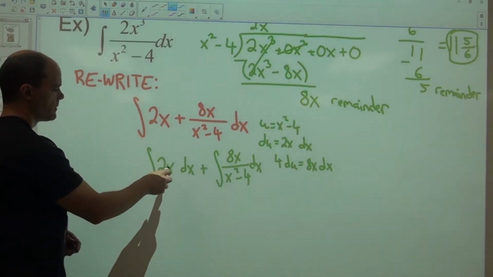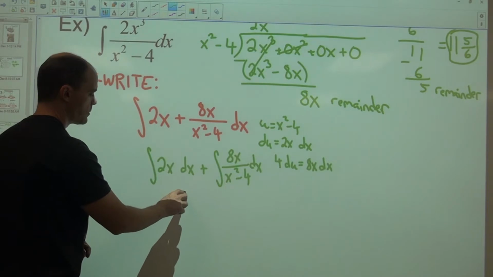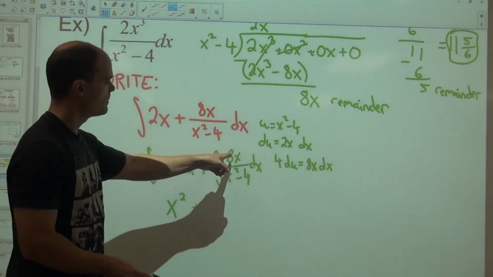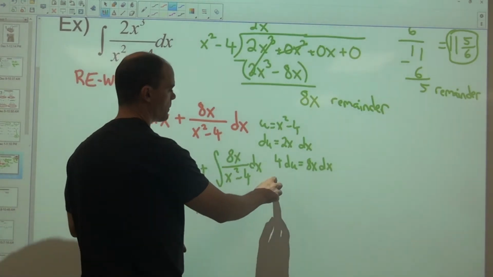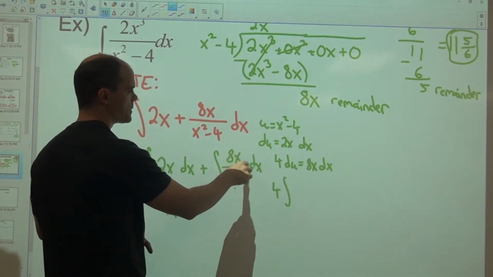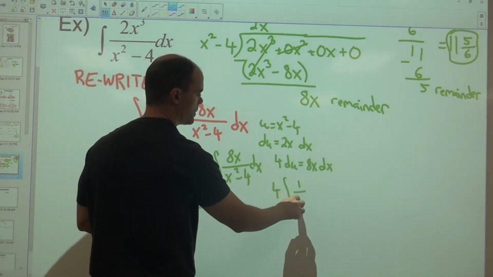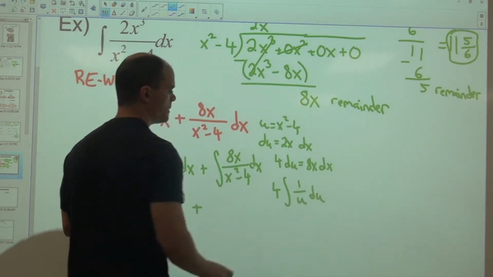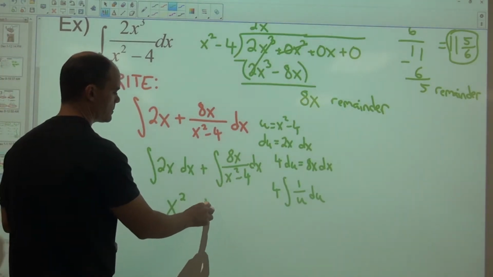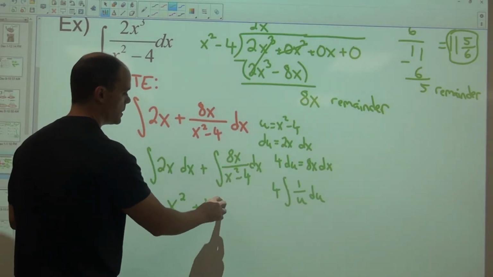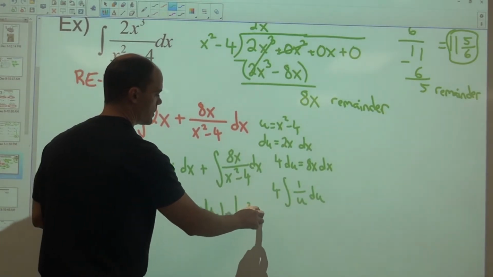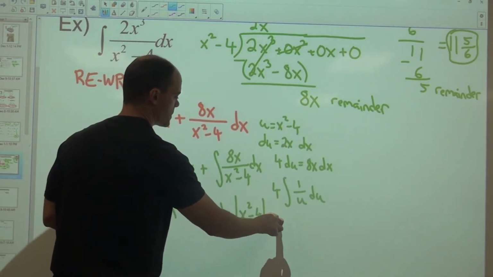The antiderivative of 2x is, of course, x squared plus, what am I going to end up with here? Well, I'm going to end up with a 4 in front of this thing, and then I'm going to have a perfect match and a perfect match. So I've got 1 over u du. There's where my ln comes from. I end up with 4 times the ln of x squared minus 4 plus c.